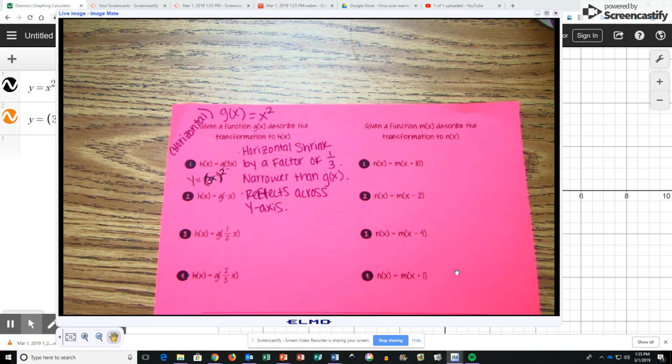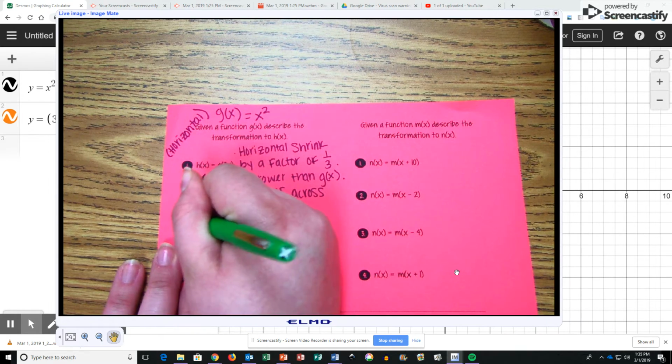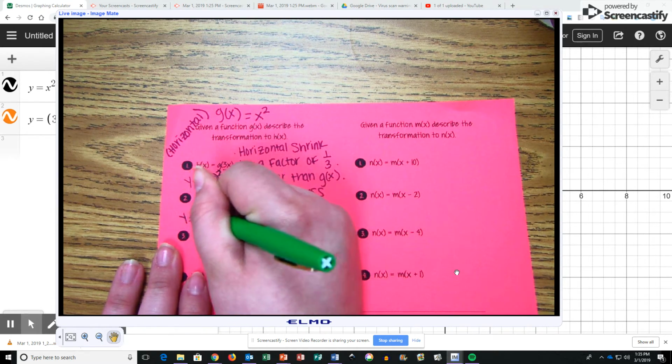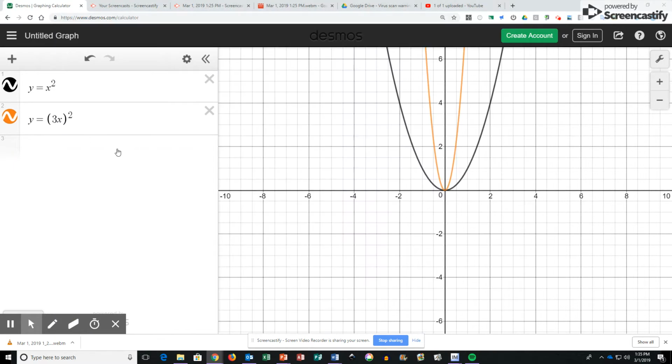And I want to show you what that looks like on your computer. So if I were to rewrite this, it would look like y equals negative x squared. So if I type this into Desmos, y equals negative x squared. Notice it's just like my black one. Because it's reflecting across the y-axis here, nothing's really changing. However, it is still reflecting across the y. You just can't really tell.